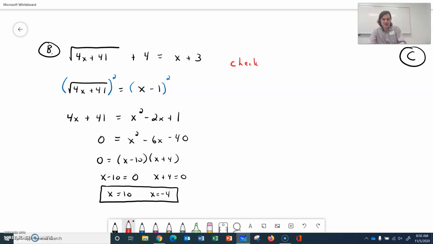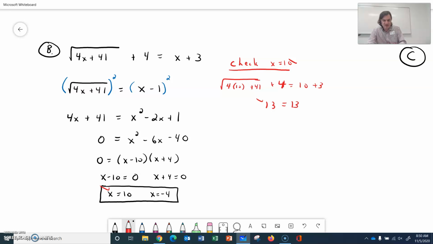balance. So we're going to plug in 10 to see what happens. So we'll have the square root of 4 times 10 plus 41, plus 4 equals 10 plus 3. So let's see. That's the square root of 81, which is 9, plus 4, which got a little messy there. Trying to clean it up, but it's not getting any better. So that is 13 equals 13. It checks.